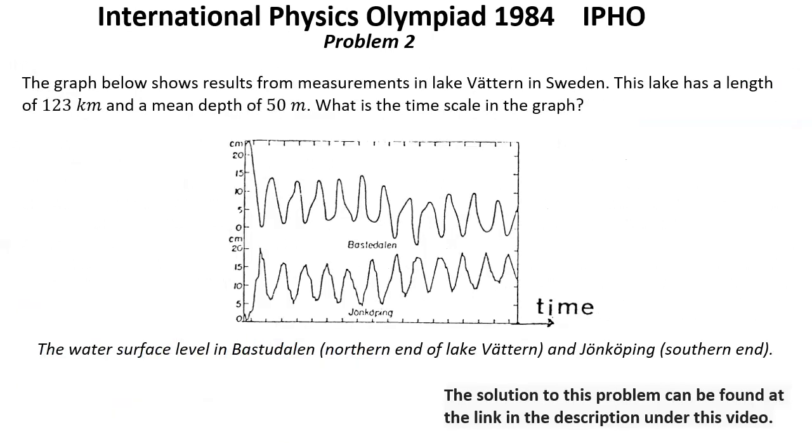The graph below shows results from measurements in Lake Vättern in Sweden. This lake has a length of 123 kilometers and a mean depth of 50 meters. What is the time scale in the graph? The graph shows the water surface level in Bastudalen, at the north end of Lake Vättern, and Jönköping, at the southern end.